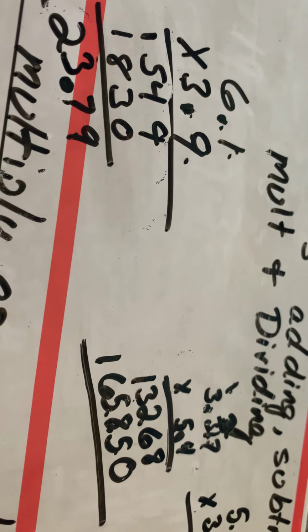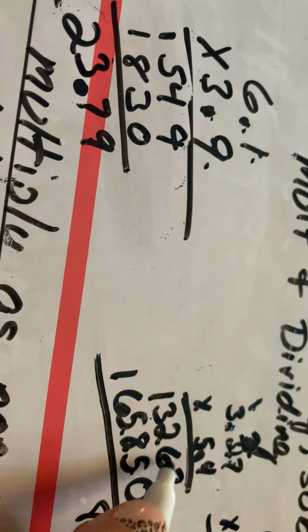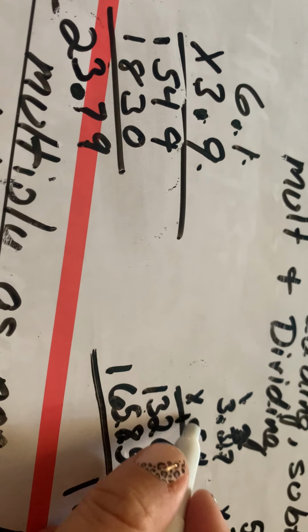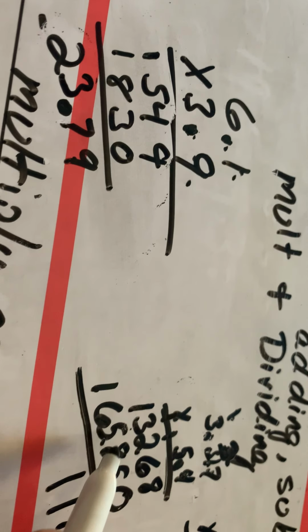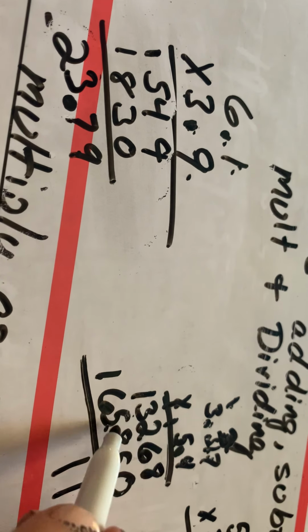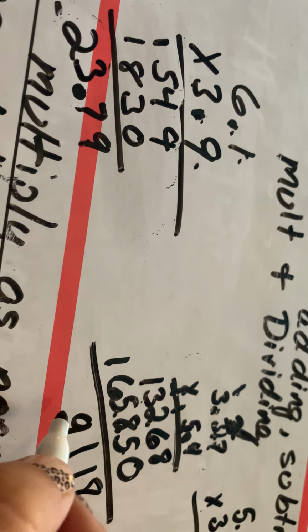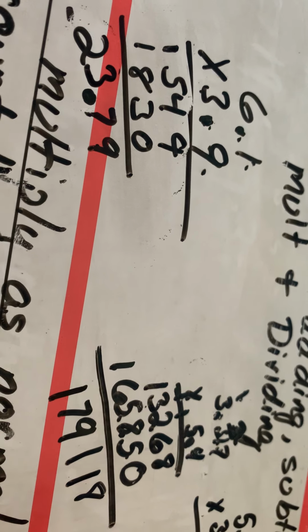Oops, hold on. First we have to add. So we got 8, 11, add the 1. 8 plus 2 is 10, another 11. Put the 1 on top. 5 plus 3 is 8, plus 1 gives me a 9. 6 plus 1 is 7. And we have another 1, okay?